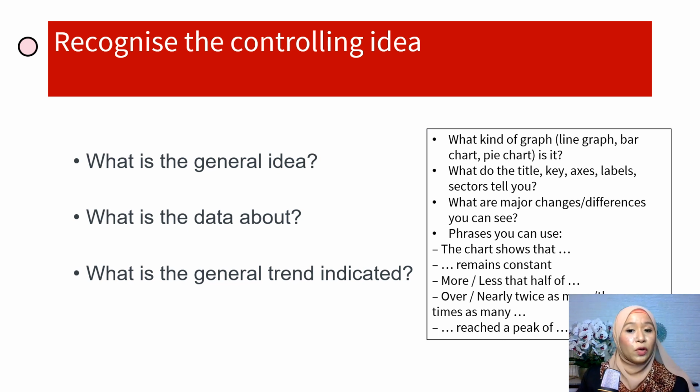And phrases that you can use. The chart shows, remain constant, more or less, overall, nearly twice, reached a peak, or you can say the trend is an increasing trend, decreasing trend, or constant data. Right? So what is the general trend indicated from the whole graph that is displayed?